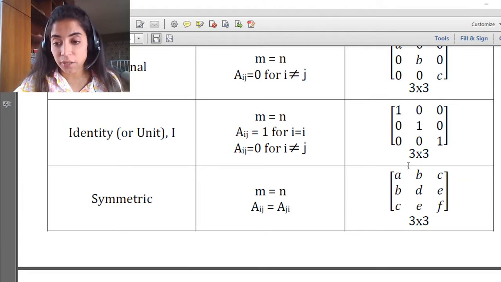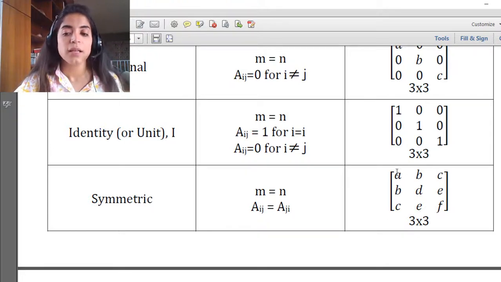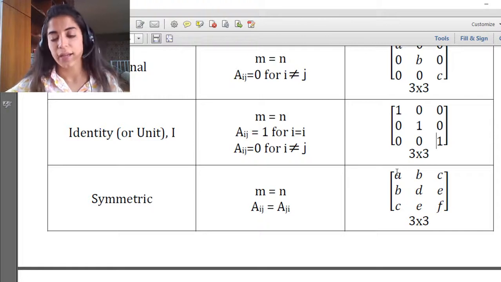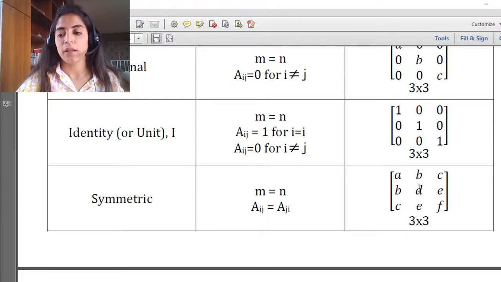In this example here, you can see I have B here, B here, C here, C here, E here, E here. Only the diagonal side is unique because in fact it is A11. So A11 is equal to A11. It doesn't make sense to compare them. So it is only unique in the diagonal side.